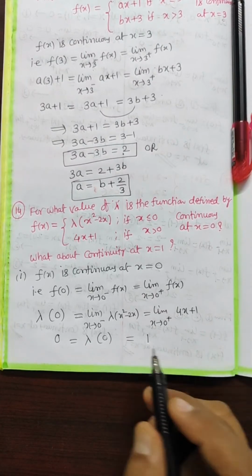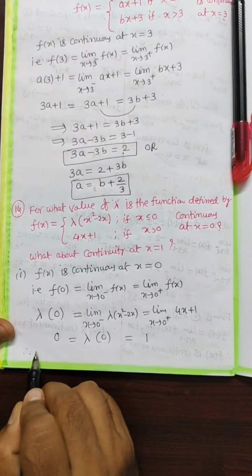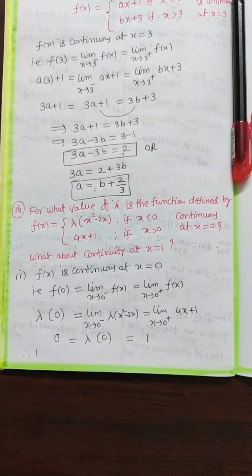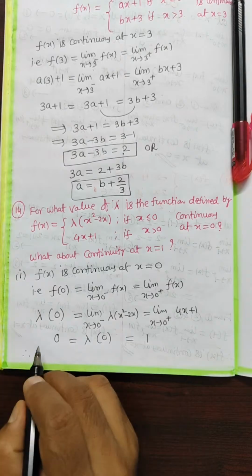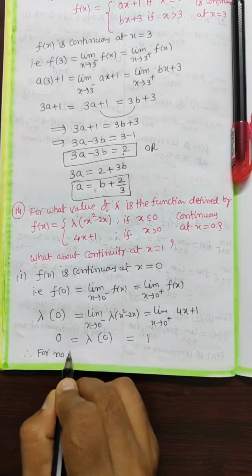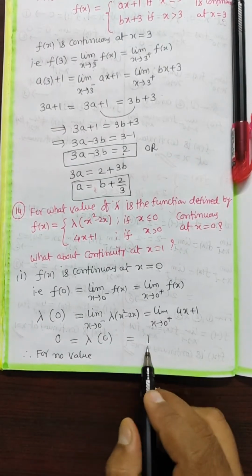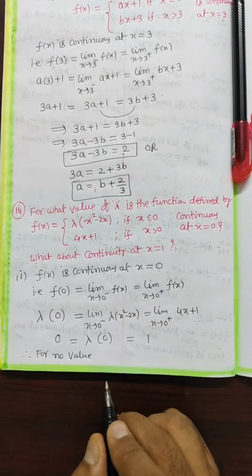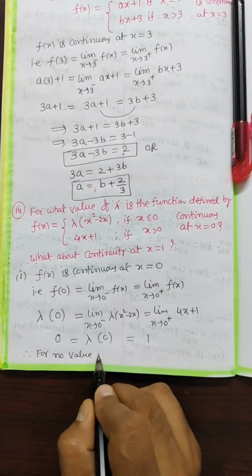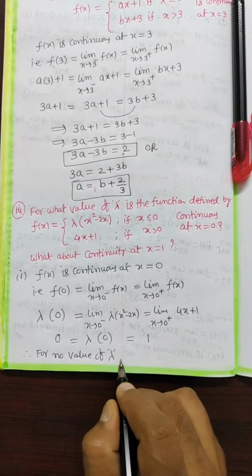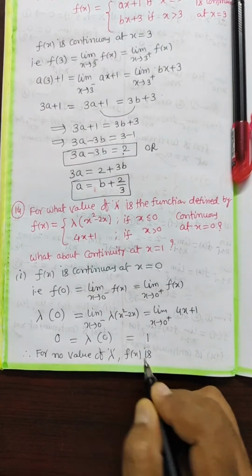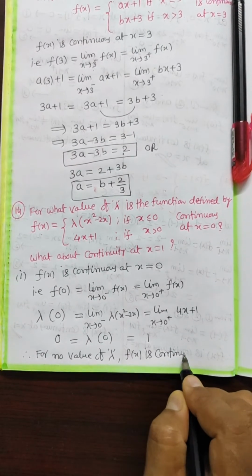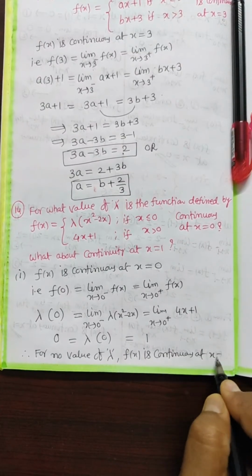So there is no lambda. Therefore, what conclusion can you give for this question? Since 0 and 1 are not equal, for no value of lambda is f of x continuous at x is equal to 0.